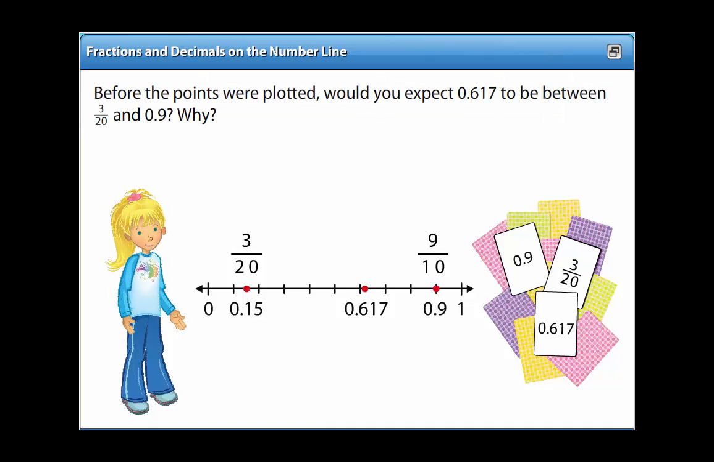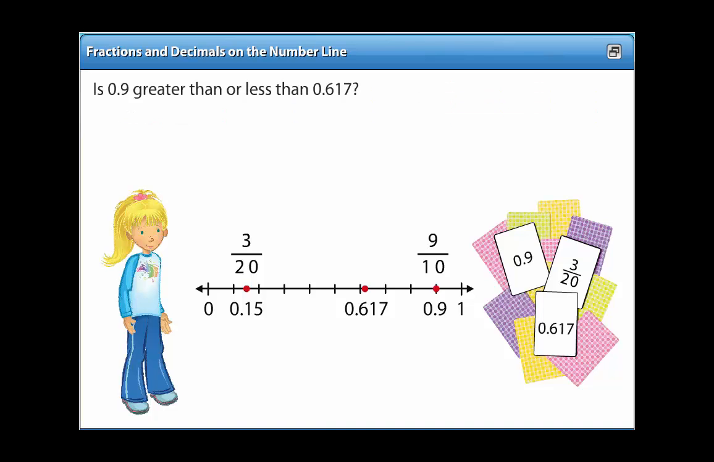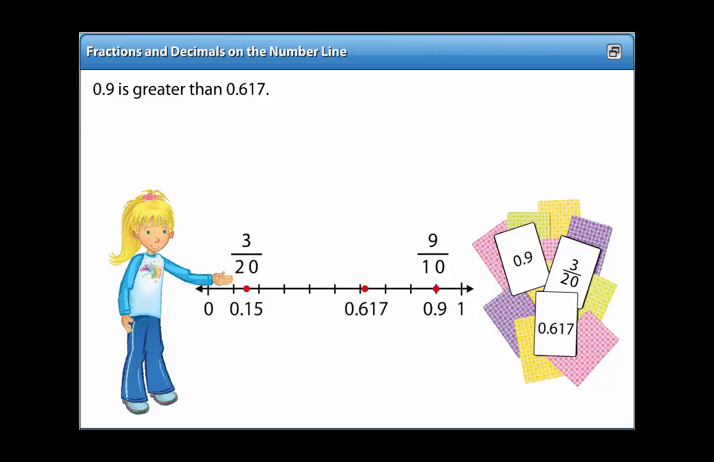Before the points were plotted, would you expect 617 thousandths to be between 3/20 and 9/10? Why? Yes, you can see that 617 thousandths is greater than 5/10, or 1/2, and that 3/20 is much less than half. Is 9/10 greater than or less than 617 thousandths? 9/10 is greater than 617 thousandths.